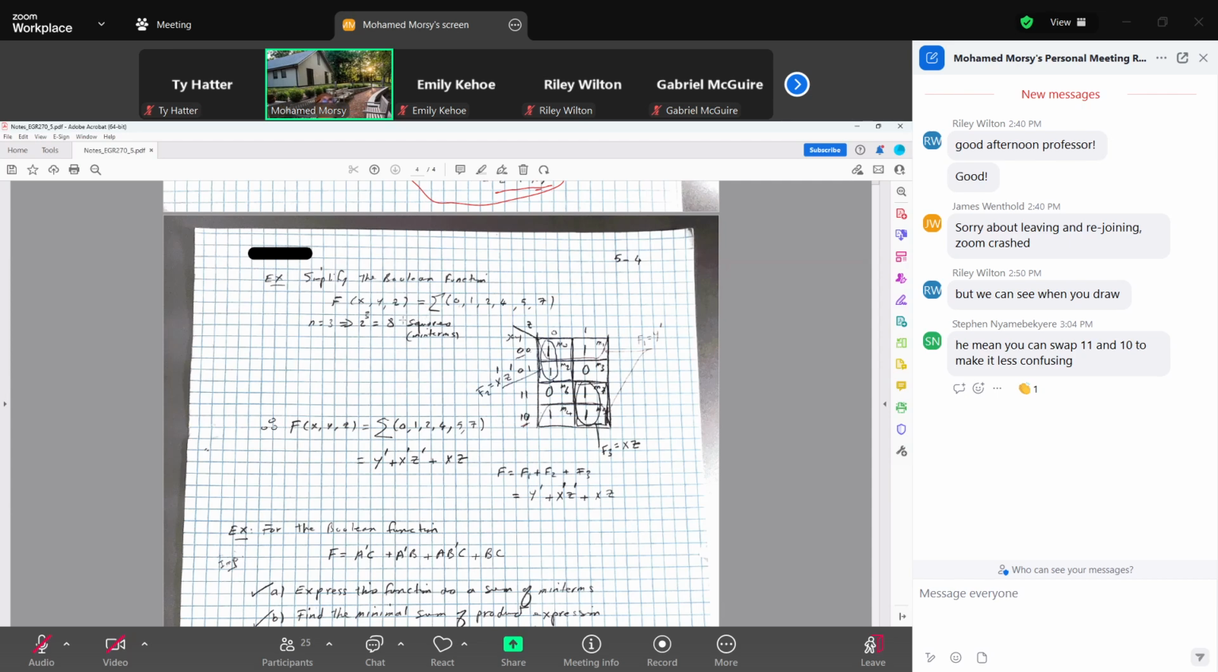So if I give you a problem like this, just this part here, and I ask you to simplify this expression, can you draw the Karnaugh map, the standard Karnaugh map, by yourself or no? Yeah, you can. It should be simple now.